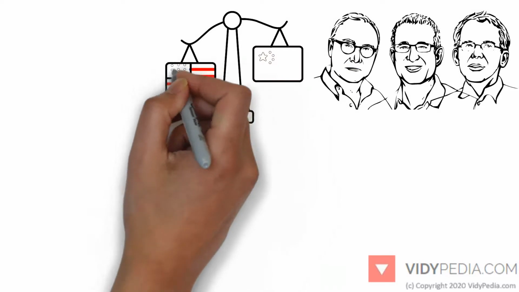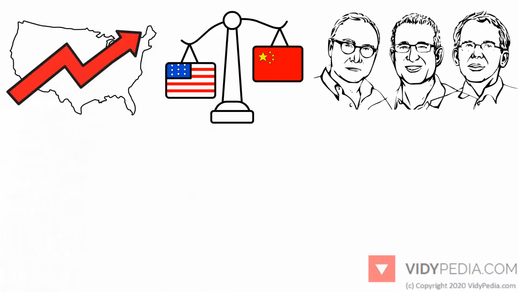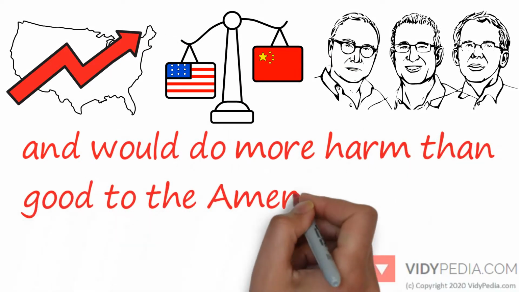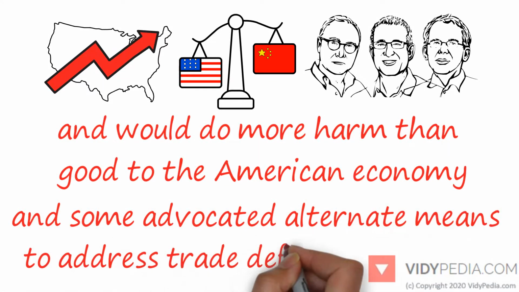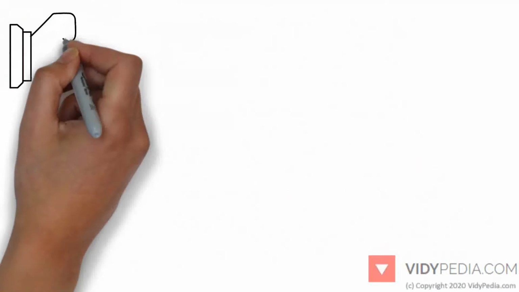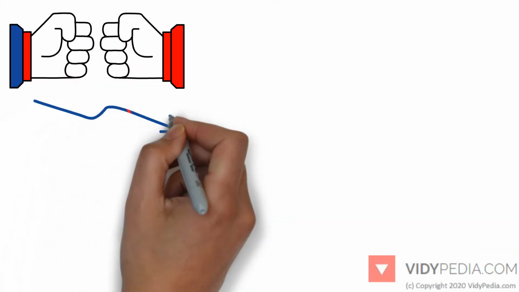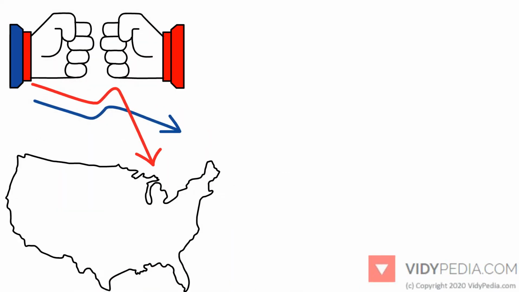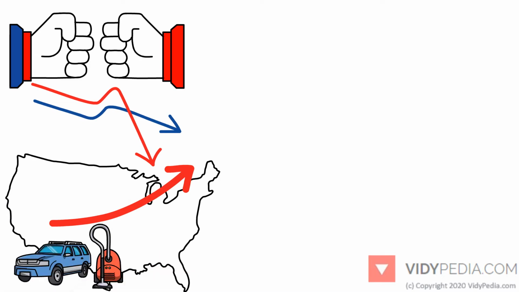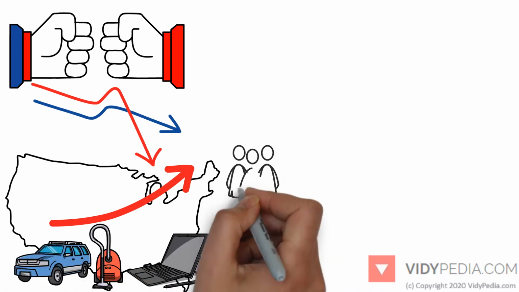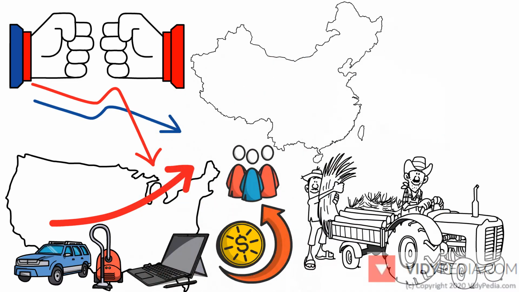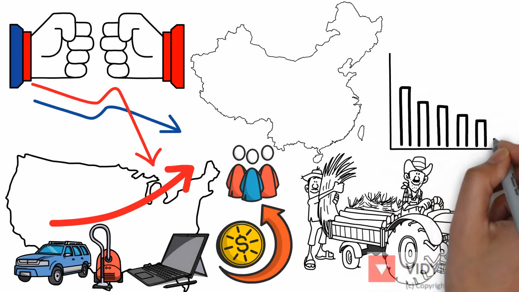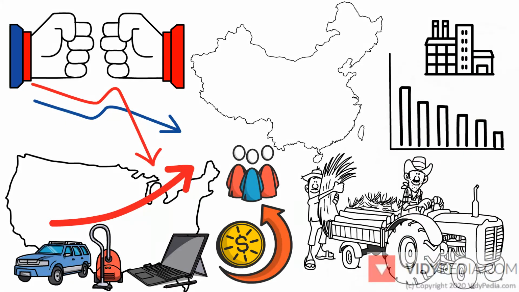Most economists do not believe trade deficits pose a significant problem for the American economy and would do more harm than good to the American economy. And some advocated alternate means to address trade deficits with China. The trade war negatively impacted the economies of both countries. In the United States, it led to higher costs for manufacturers, higher prices for consumers, and financial difficulties for farmers. In China, the trade war contributed to a slowdown in the rate of economic and industrial output growth, which had already been declining.